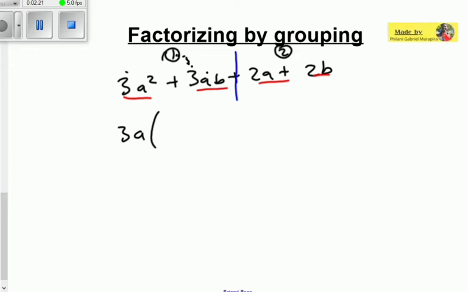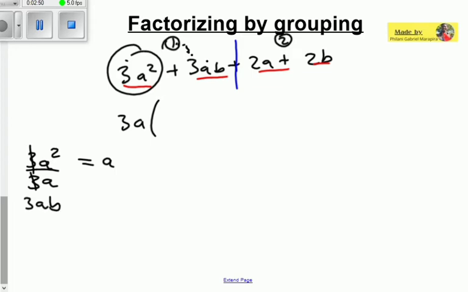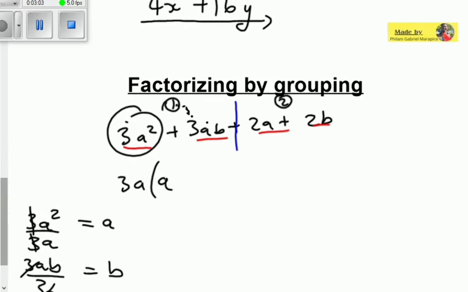So here you say 3a squared divided by 3a, which gives you 3 divided by 3, and then a squared divided by a. It's like a times a over a. Therefore, the two a's divide each other and you remain with a. Then 3ab divided by 3a: we already have 3 and a, 3 and a, so these divide each other and b remains. Therefore, for this case here, you have a plus b. This is just like the factorization which we did.